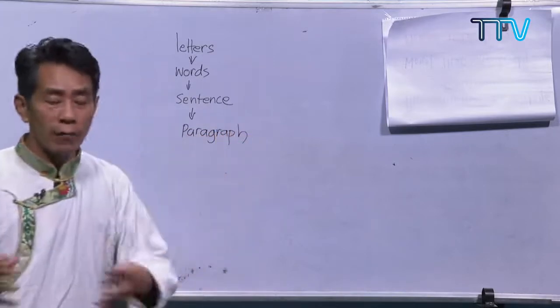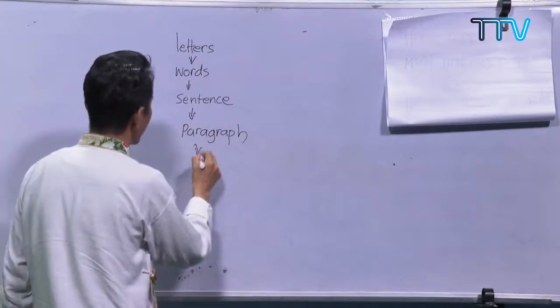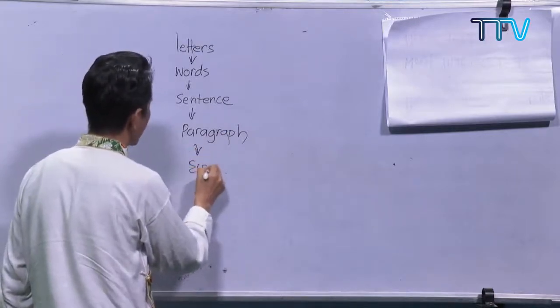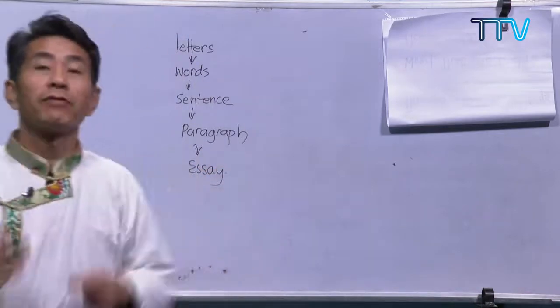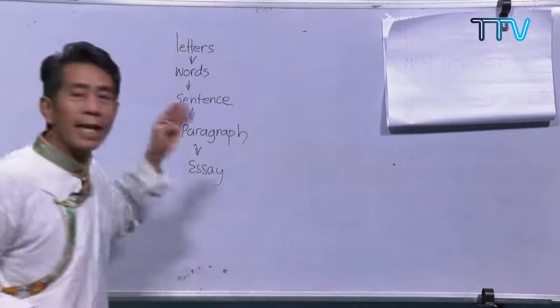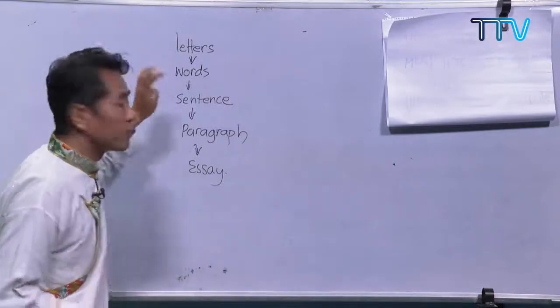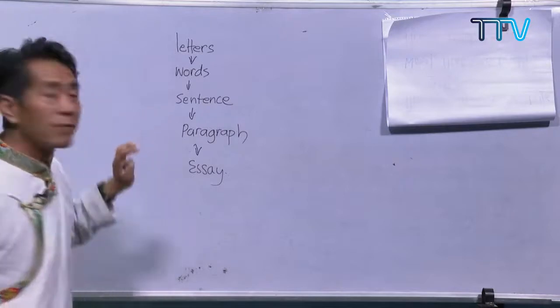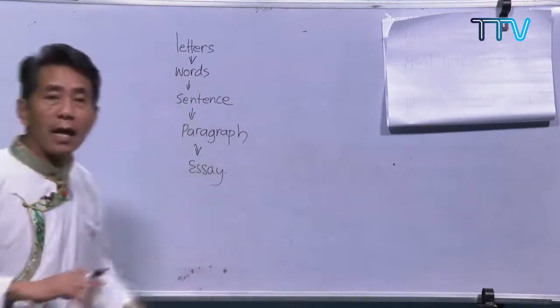Now, if we combine two or three paragraphs, what do we get? We get an essay. This is what you have to keep in mind. First we have the letters, then the words, then the sentence, the paragraph, and the essay. This is how the graph goes.